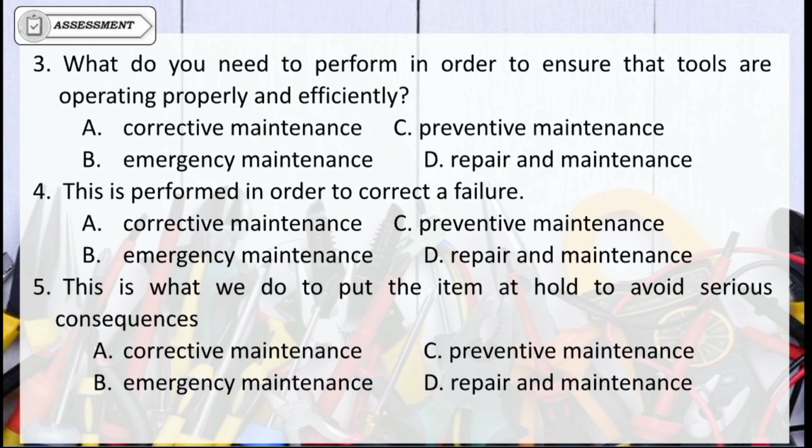Let's move to the fourth question. This is performed in order to correct a failure. Letter A, corrective maintenance. Letter B, emergency maintenance. Letter C, preventive maintenance. And letter D, repair and maintenance. Number 5, this is what we do to put the item on hold to avoid serious consequences. Letter A, corrective maintenance. Letter B, emergency maintenance. Letter C, preventive maintenance. And letter D, repair and maintenance.